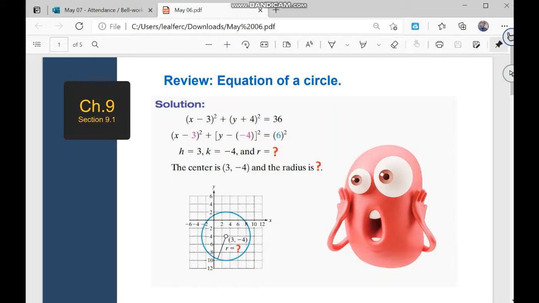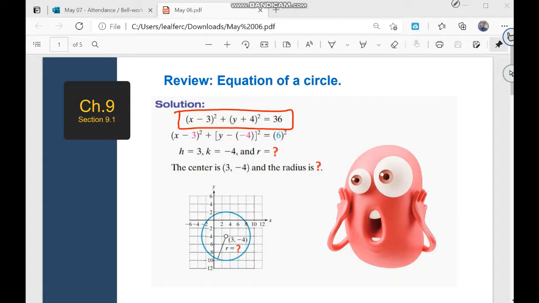A couple of days ago, because yesterday we didn't have a meeting, but the day before, we were working on the equation of a circle. How to identify, if we have an equation like this, we have to identify. Yes, this is an equation of a circle. We can see it.